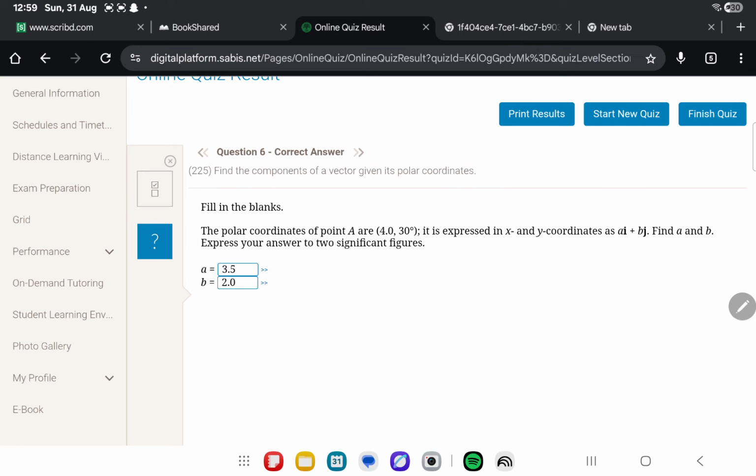So, question 6. The polar coordinates, this is what I was talking about, right? This is another example of this polar to Cartesian thing. The polar coordinates of point A are 4 and 30 degrees. Basically, the polar coordinates of a point are written as (r, theta). r is the magnitude, and theta is the angle.